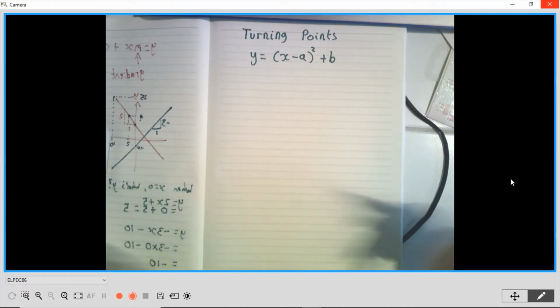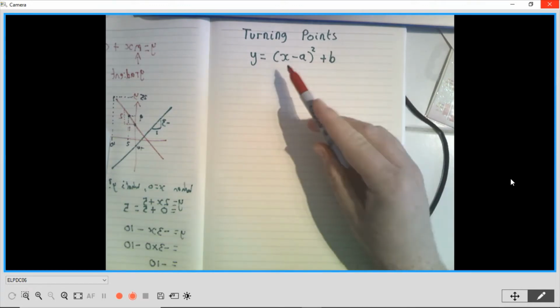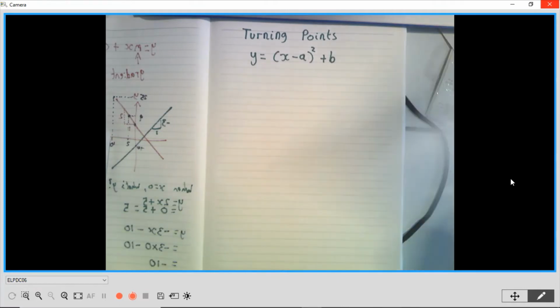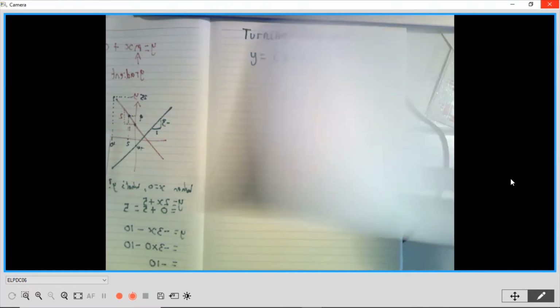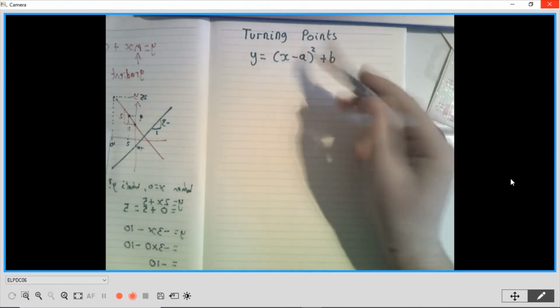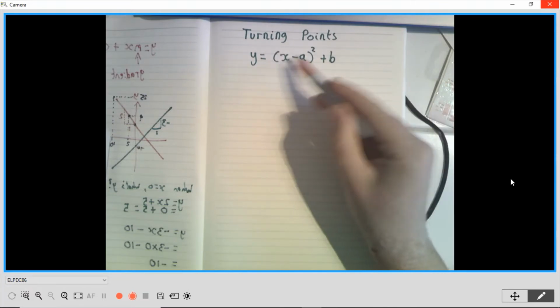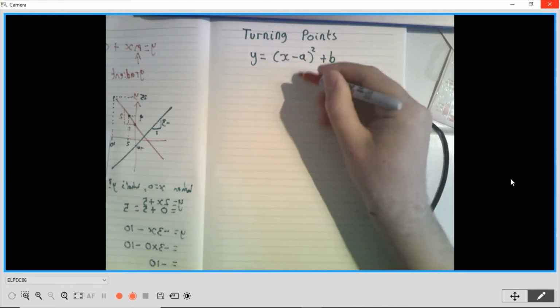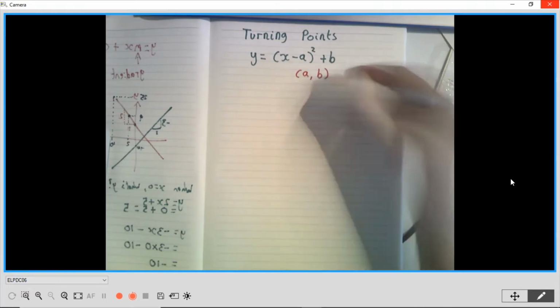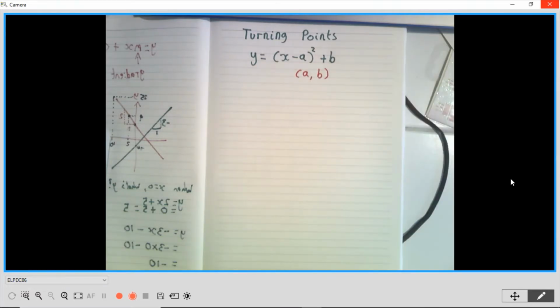Now, why is that useful? It looks a bit funny. We've got x minus a here, squared. You might think this is a slightly more natural way to write it. But I'm going to show you why this is useful. It's useful for finding the turning point, because I'm going to tell you right now what the turning point of this equation is. The turning point of this equation is (a, b).